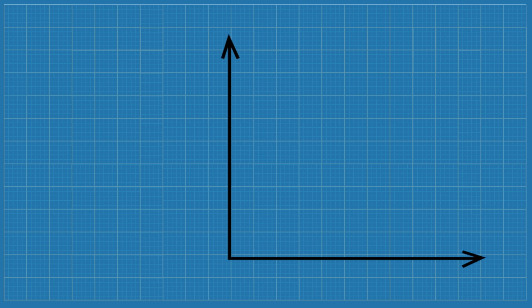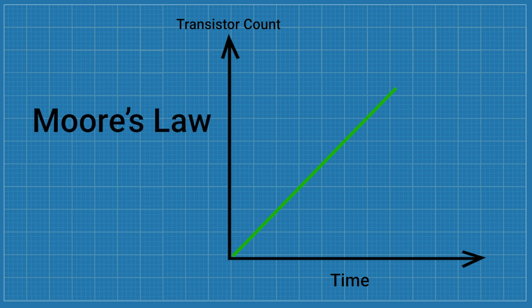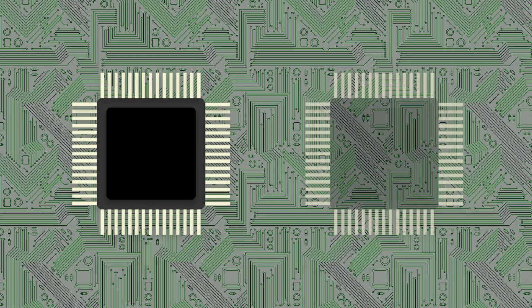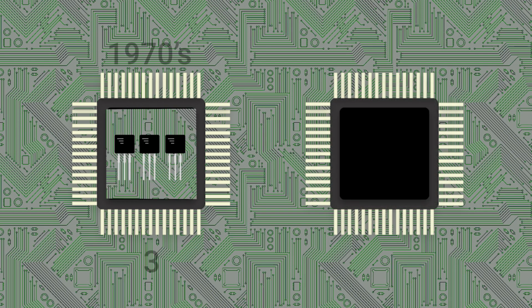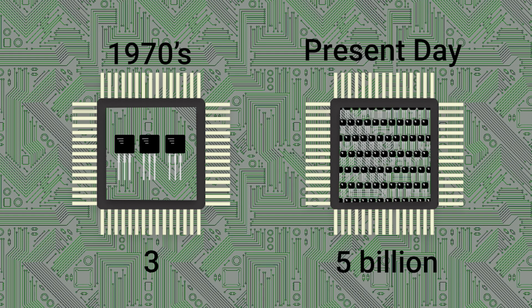Due to the rapid changing of information processing technologies, it has been projected that the number of transistors in an integrated circuit will double approximately every 2 years. This is what is known as Moore's Law, which was introduced in 1965. Moore's Law is significant as it has sparked industry-wide innovation. Chips included 3 transistors in 1970, while today chips contain around 5 billion transistors.